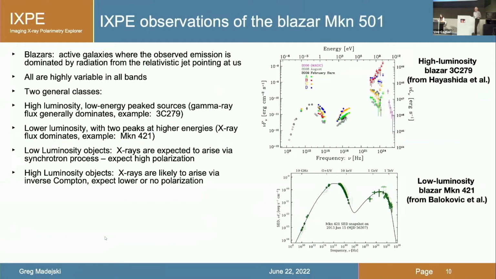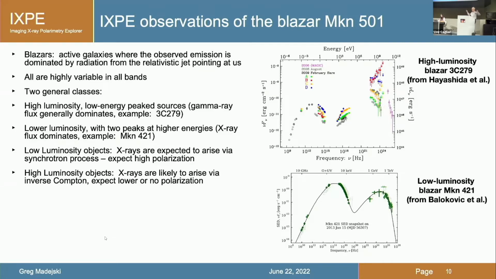Something I'm a bit more familiar with than the last 2 targets is blazars, of course. We've heard a very nice presentation about blazars from Leah earlier on, so I will not go through a great deal of details, but they're active galaxies with a jet pointing close to our line of sight. They're very variable in all bands, so this is where you really do need to have strictly simultaneous observations. And there are 2 general classes of those objects.